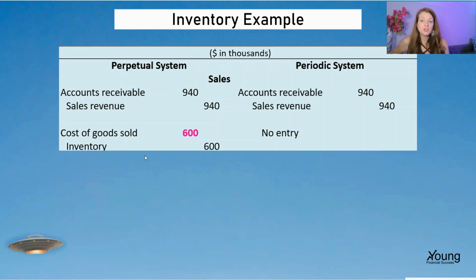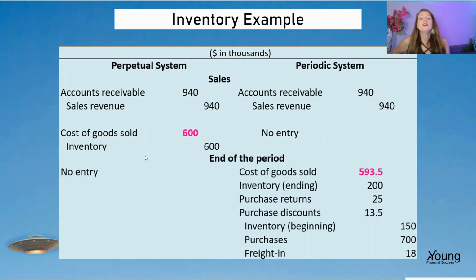Then in perpetual, we're going to show the cost of goods sold that they told us. So we're going to be debiting cost of goods sold, which is an expense account, and we are going to credit inventory. For the periodic system, they don't do anything throughout the year with cost of goods sold. Remember, we're going to do all of that at the end, and we talked about that in the first video for this chapter. So then at the very end of the period, perpetual system, everything is caught up. We don't need to do anything else.